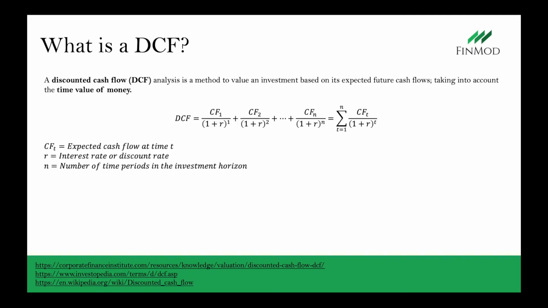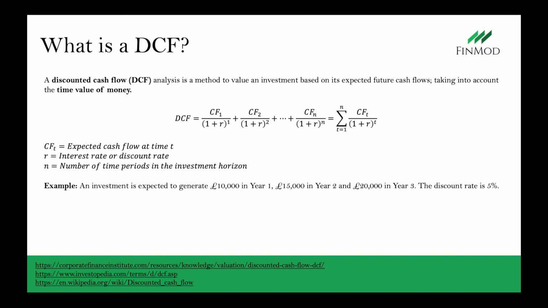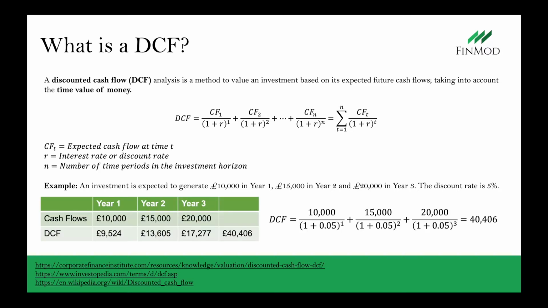You're essentially summing up the present value of all future cash flows and discounting this by the interest rate or the discount rate. In the session, we went through this example. I'm not going to go through it again, but it shows you step by step how to get the DCF for this example.